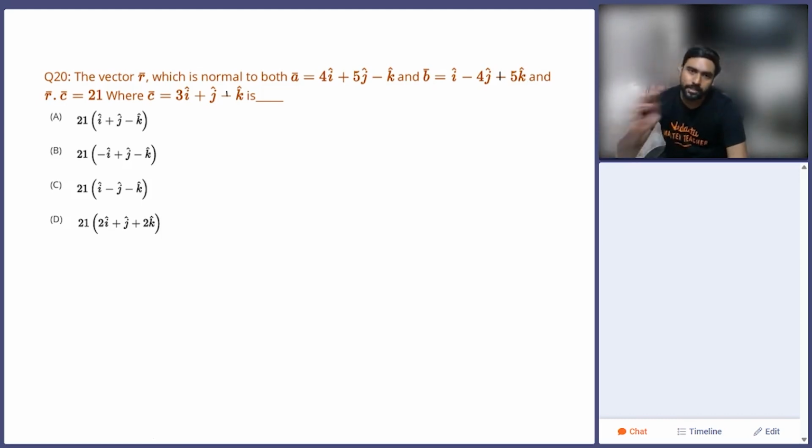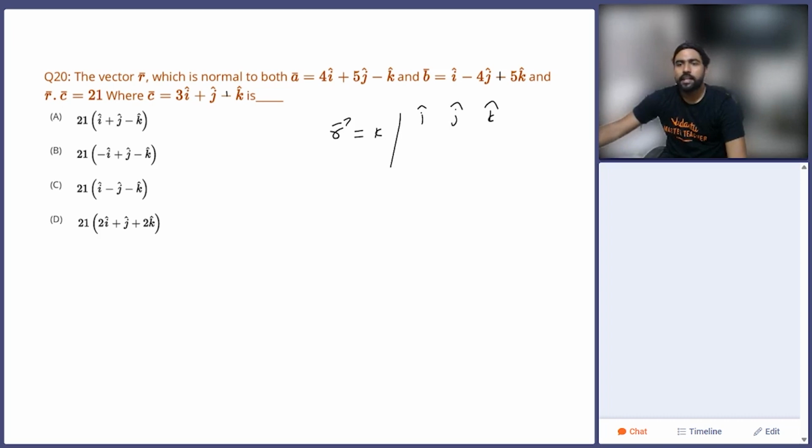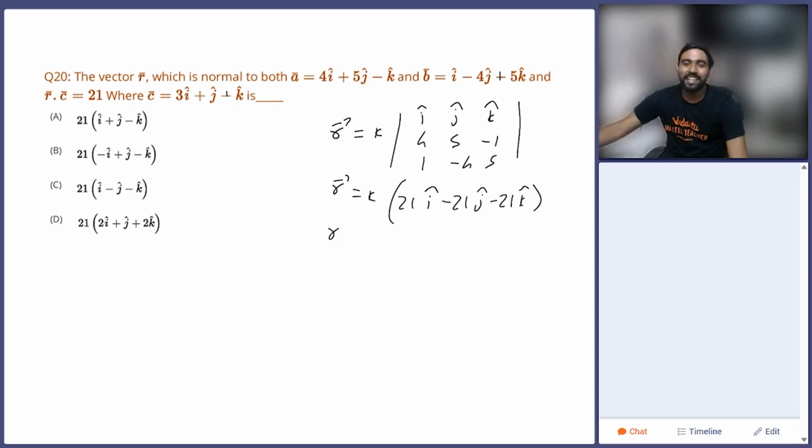So what you have been told is there's an r vector which is normal to these two vectors. If it is normal, I can say that this will be some constant times the cross product of these two vectors, right? i cap, j cap, k cap, 4, 5, minus 1, 1, minus 4, and plus 5 over here. So when you open this out, what will you get? You'll get k times, with i cap you have 25 minus 4, that is 21 i cap, minus j cap, with j cap you have 20 plus 1, that is 21, and with k cap you have minus 16 minus 5, that's minus 21 k cap over here. That's r, I can write that as 21k times i cap minus j cap minus k cap.